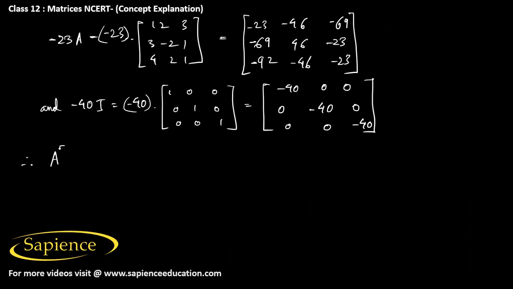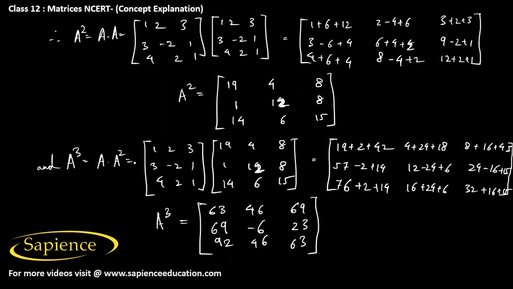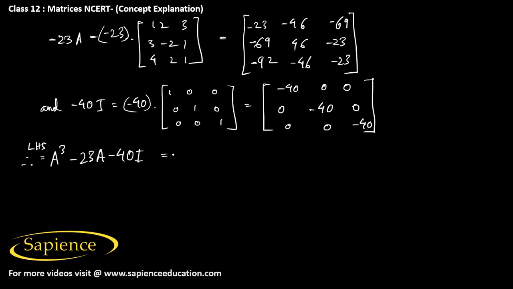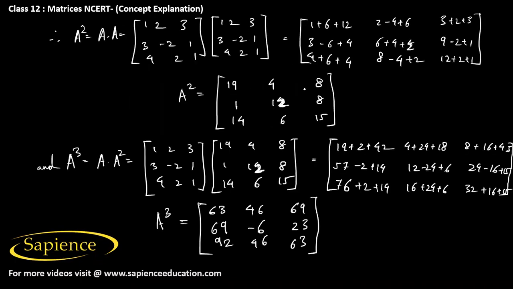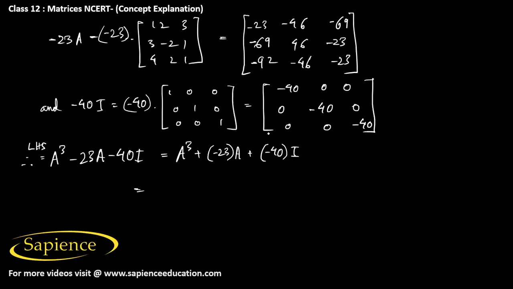Now, therefore, we need to find the left-hand side, which is A cube minus 23A minus 40I. Now this we can write as A cube plus minus 23A plus minus 40 into I. So simply we have to add these three matrices: this A cube matrix, then minus 23A, and minus 40I.